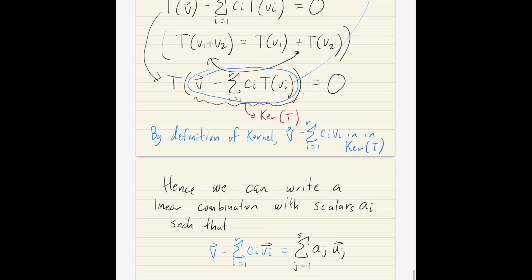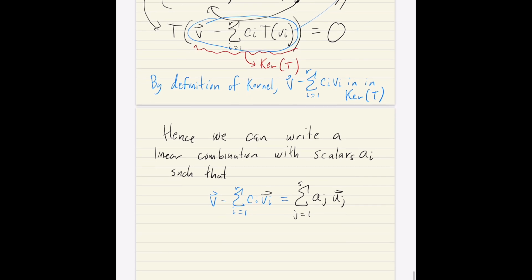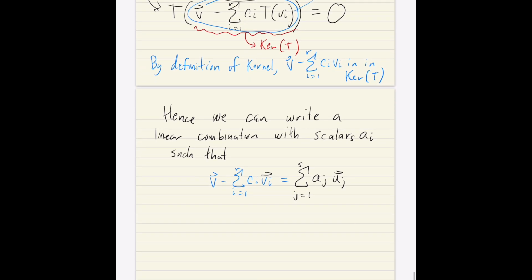And what that means is we can move the one on the right to the other side. And as a result, v is equal to the sum from i equals 1 to R of Ci vi plus, when I move it over, I'm adding it, the sum from j equals 1 to S of aj uj.